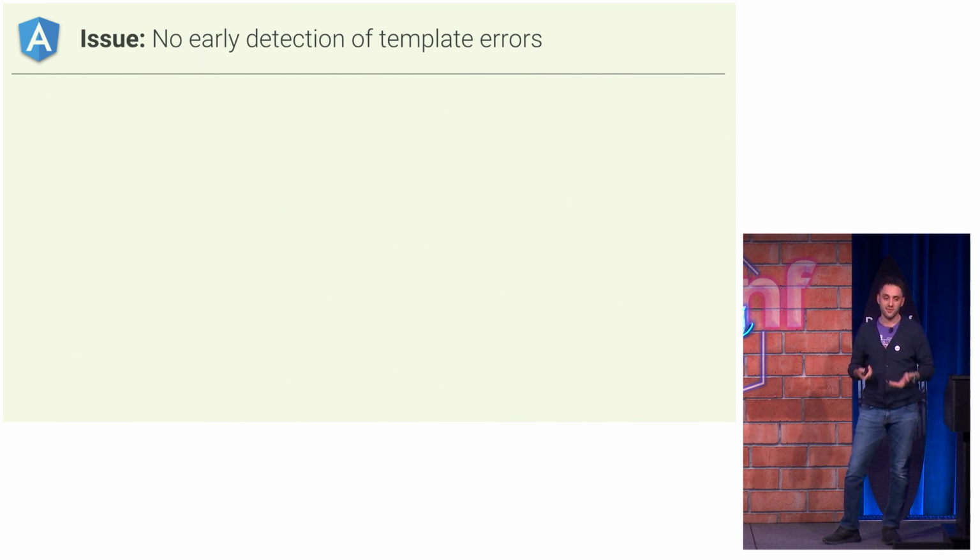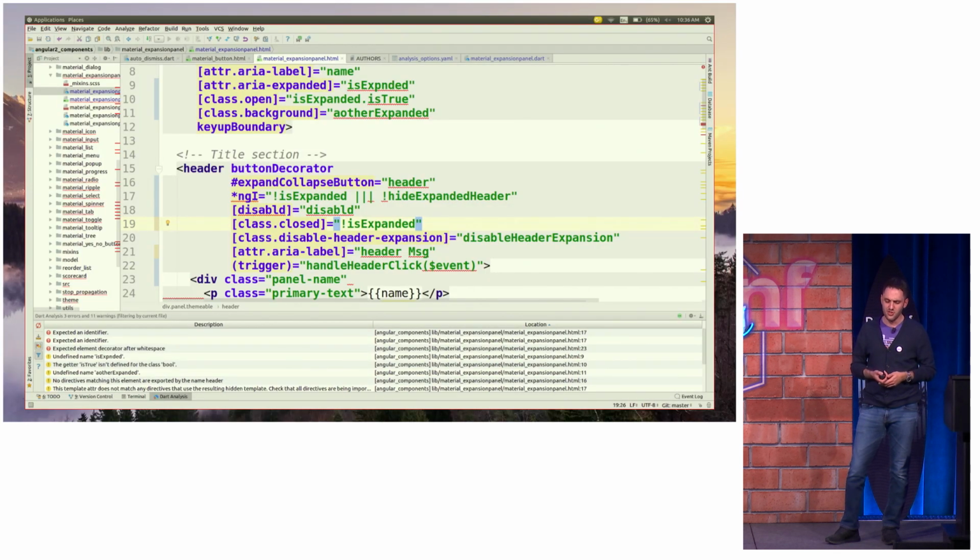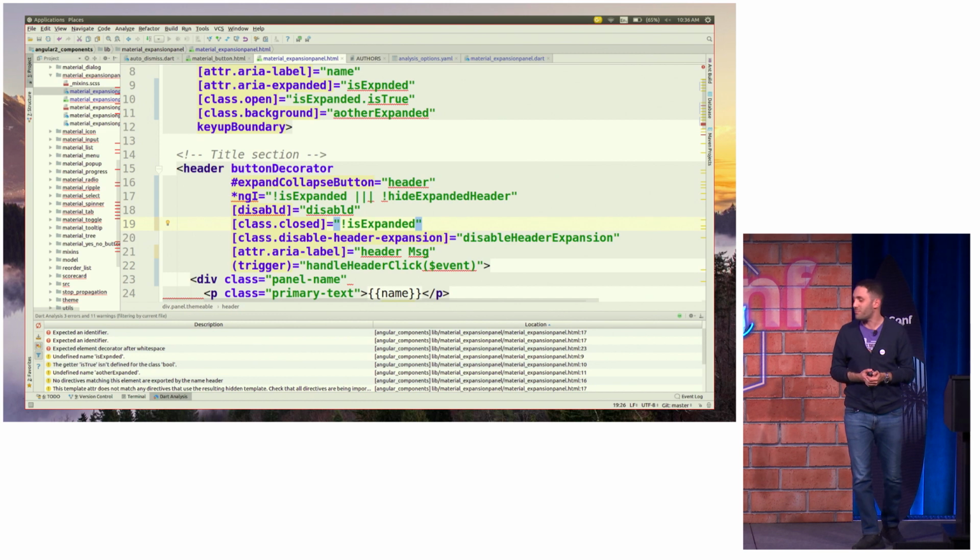So we took that feedback and we actually did work on an analyzer plugin. So if you're using IntelliJ or Visual Studio Code today with a little bit of hackery, you can actually get your templates and your HTML analyzed the same way your Dart code is analyzed, and we'll show you errors and stuff just like you would if you're writing Dart code. So here's a blown up example. Don't worry, the plugin does not make your font that big. I want you to be able to read it. But in this case, you can see some red squigglies. You can see some problems at the bottom.